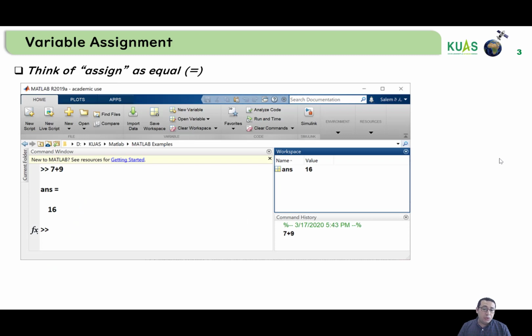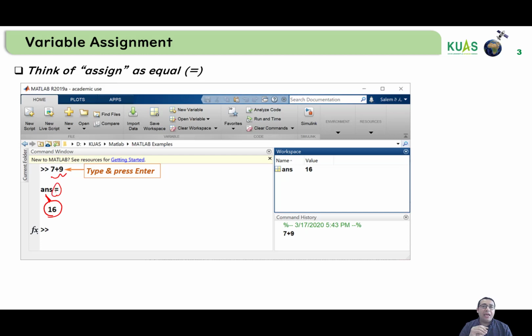So, first of all, let's consider 7 plus 9. We wrote this simple command in the command window. Just type it and press enter, and MATLAB will provide you with the answer, which is 16. But this 16 is an output we need to save in a variable so we can call that variable in the future. To do so, MATLAB stored this 16 in a variable called ans, and it used the equal sign.